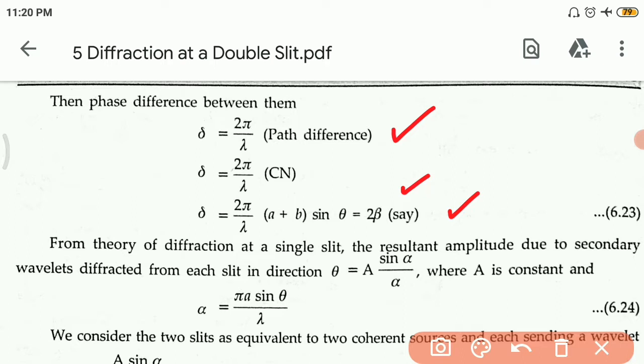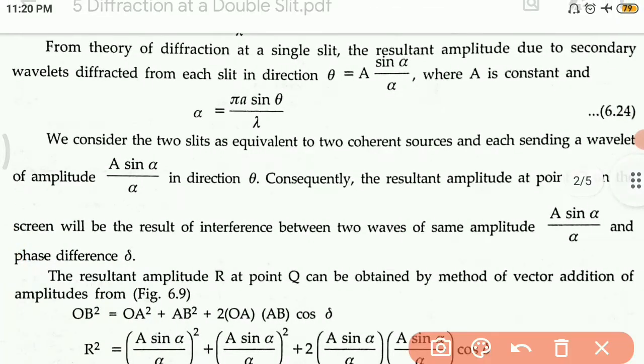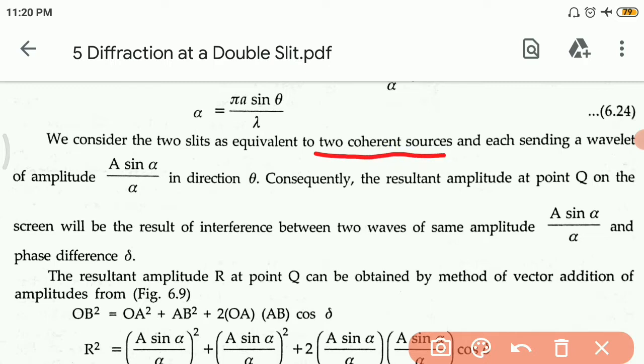Now from the theory of diffraction at a single slit, which we saw in the previous class, the resultant amplitude due to the secondary wavelets which are diffracted from each slit in the direction of angle theta is A sin alpha by alpha, okay, where A is a constant and alpha is pi a sin theta by lambda. Now in this case, what we are doing is considering two slits, okay, double slits, so this will be equivalent to two coherent sources each sending a wavelet of amplitude that is A sin alpha by alpha in the direction theta.